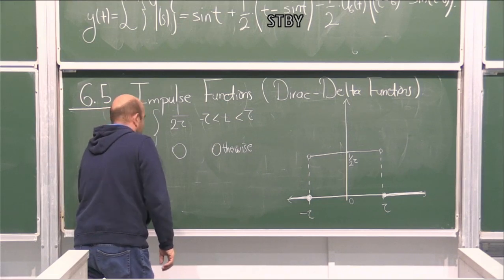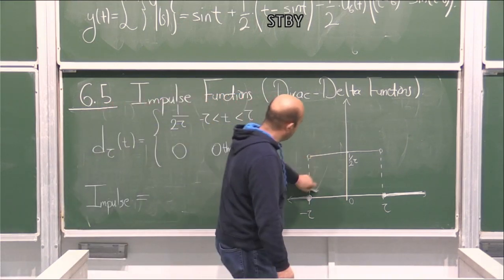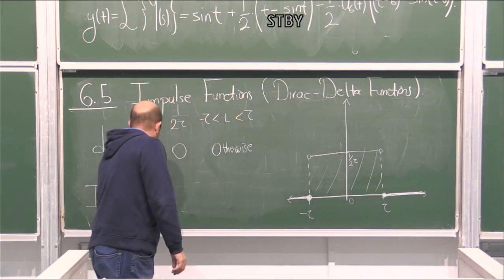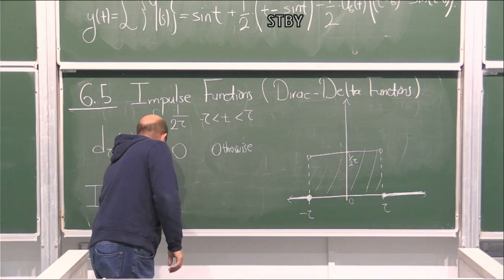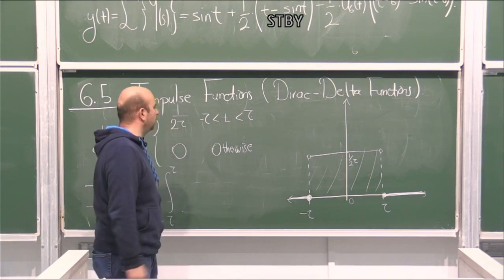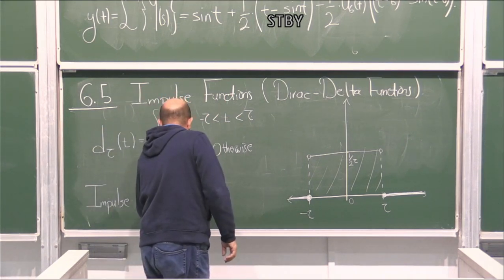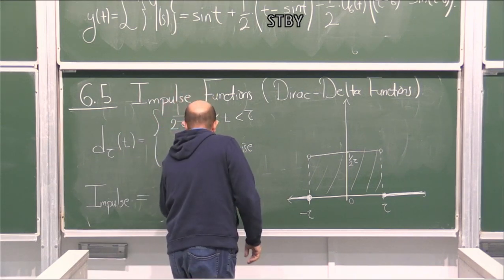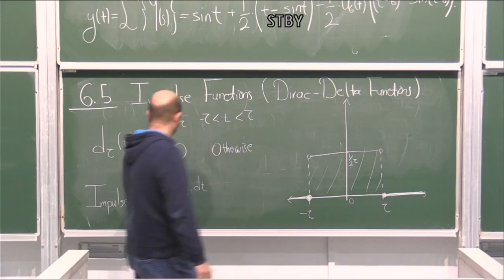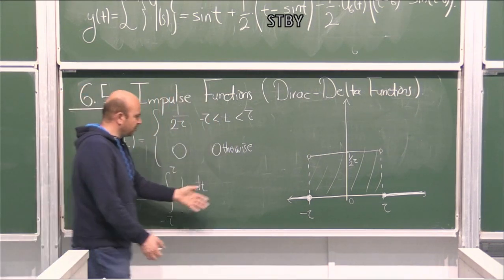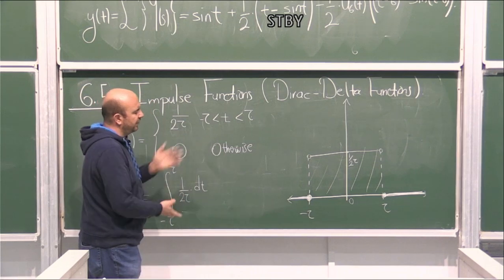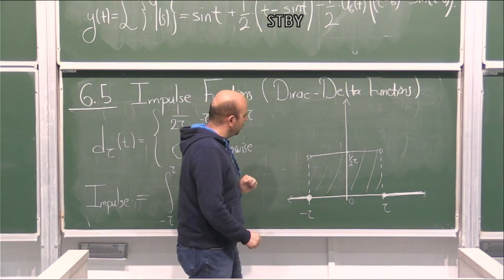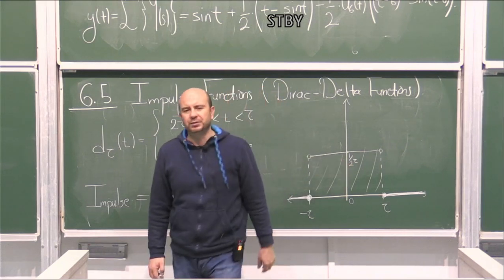So if I want to compute the impulse of this force, I need to find this area on the given time interval, which is just the integral from minus tau to tau of the function 1/2 tau times dt. Actually, you can write the integral from minus infinity to infinity, but it doesn't change anything because on this portion and on that portion, it's completely zero. It's all about computation of this part.